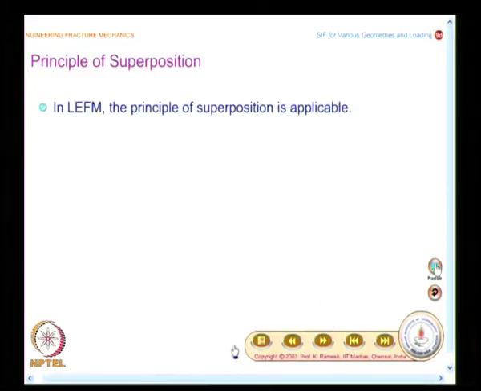Now, what we will do is we will take up another approach to SIF evaluation using the principle of superposition. And you have to keep in mind the principle of superposition is applicable because I am in the domain of linear elastic fracture mechanics.